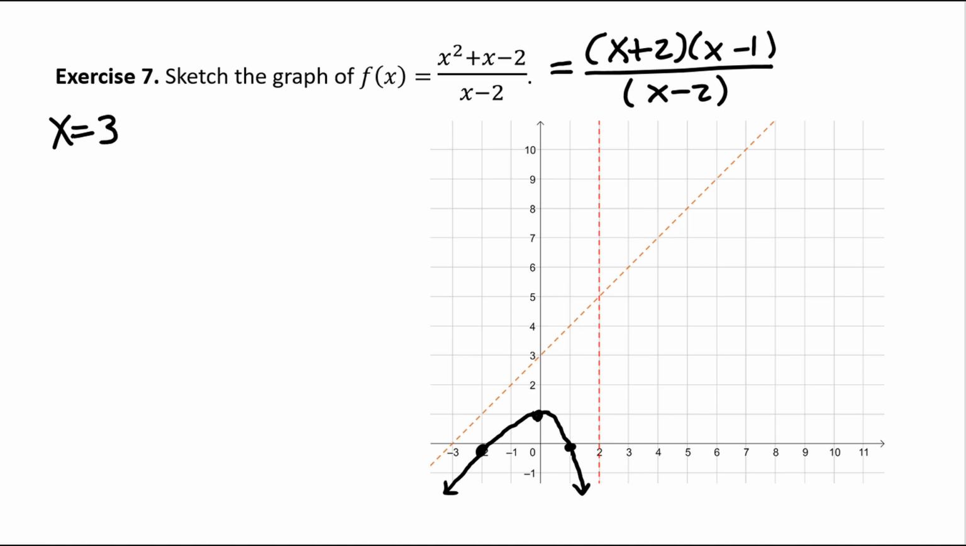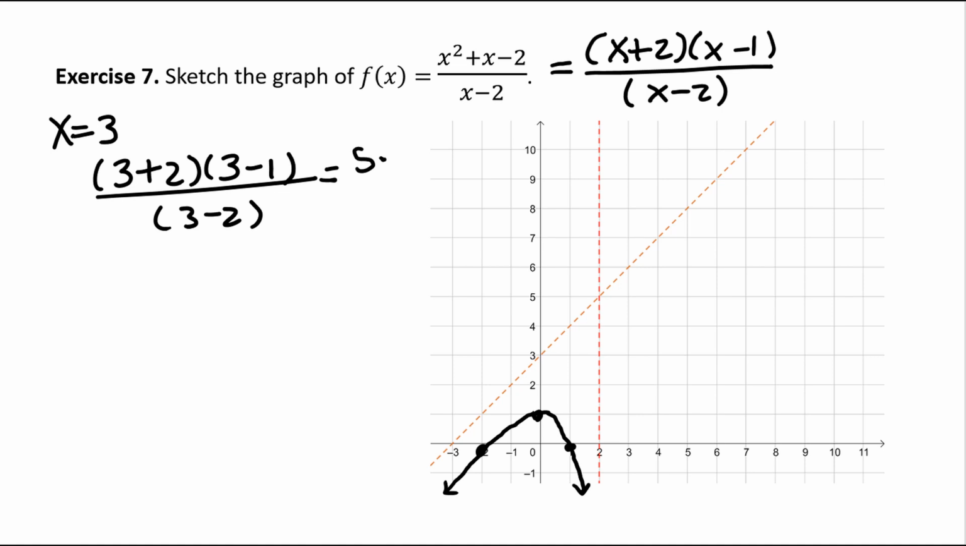And so we will evaluate that in the function. That would give us 3 plus 2 times 3 minus 1 divided by 3 minus 2. 3 plus 2 is 5 times 3 minus 1 is 2 divided by 1. So that's 10. So we have the ordered pair 3, 10. Let's plot that point.